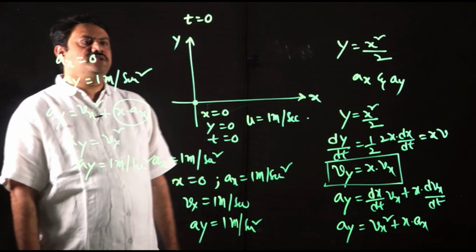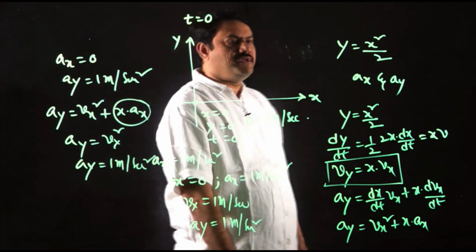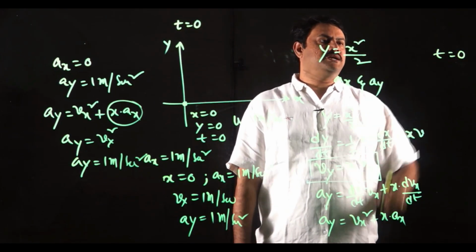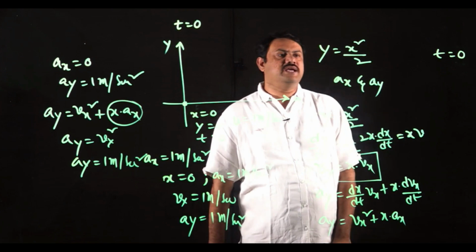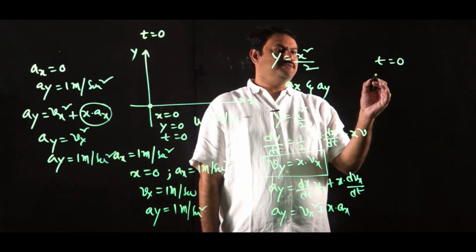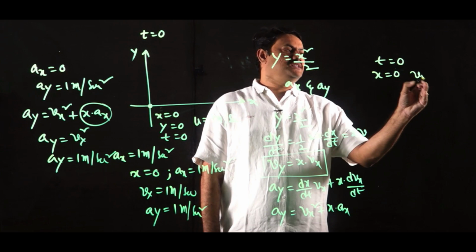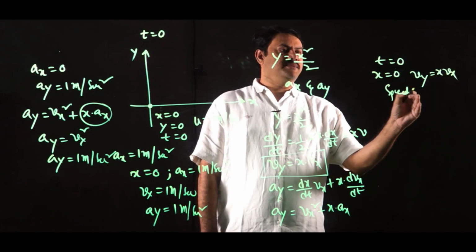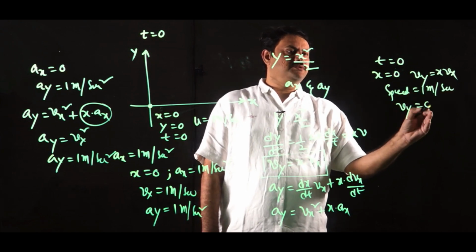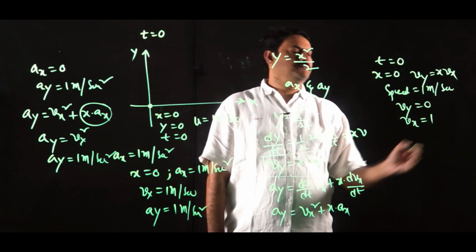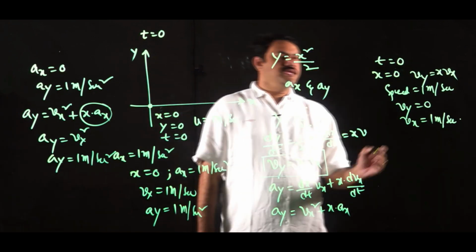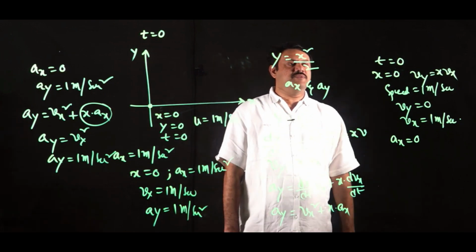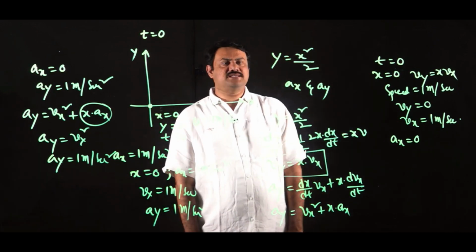According to the third option, at t is equal to 0, the particle's velocity points in the x direction. At t is equal to 0, x is equal to 0, vy is equal to x into vx. So speed is equal to 1 meter per second, vy is equal to 0 and vx is equal to 1 meter per second. And the fourth option: ax is equal to 0 implies that at t is equal to 1 second, the angle between the particle's velocity and the x-axis is 45 degrees.